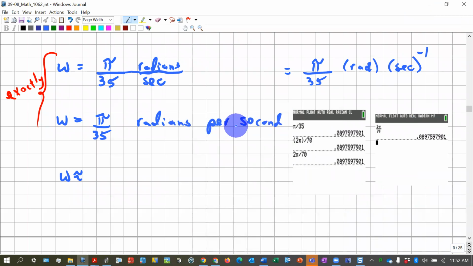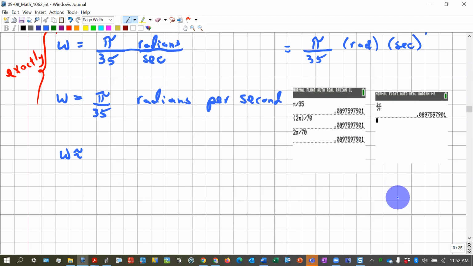So 70 has only 2 digits in it. It might just be that the 7 is the only significant digit, or it might be the 7 and the 0 is significant. So we probably only want to keep 2 or 3 digits in our answer. If you kept 3 decimal places, that would be okay. Notice to 3 decimal places, it would be 0.090 radians per second.